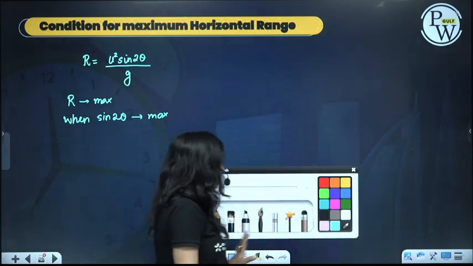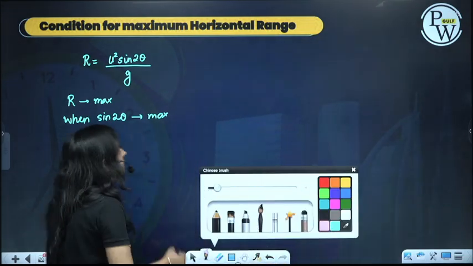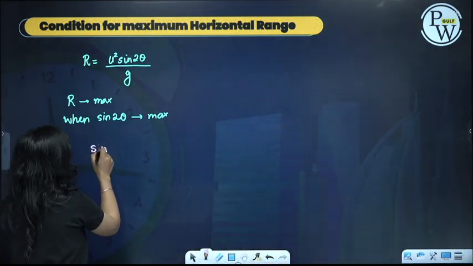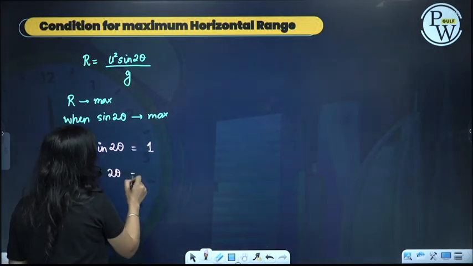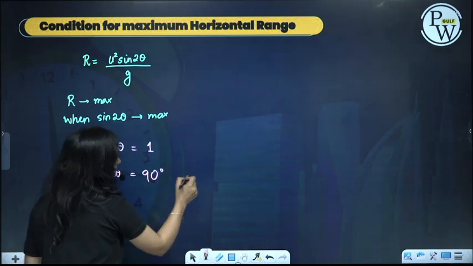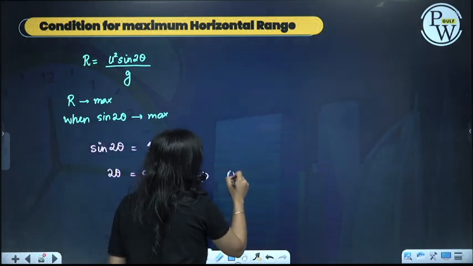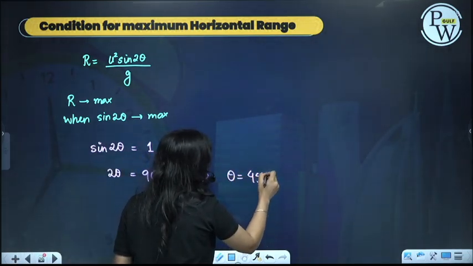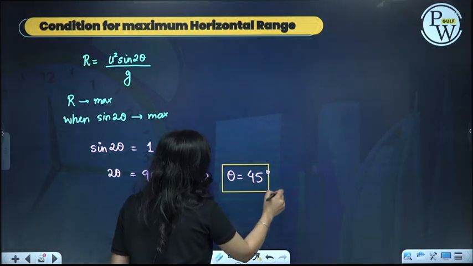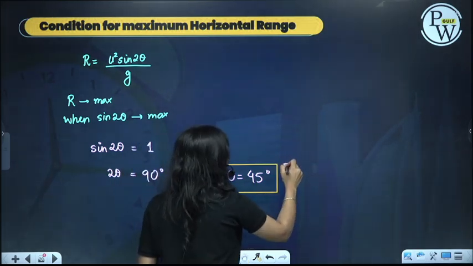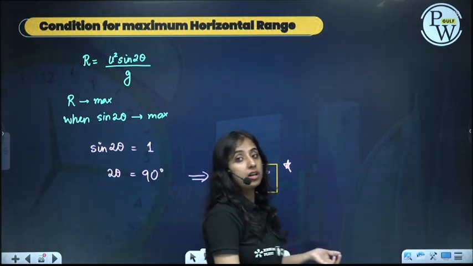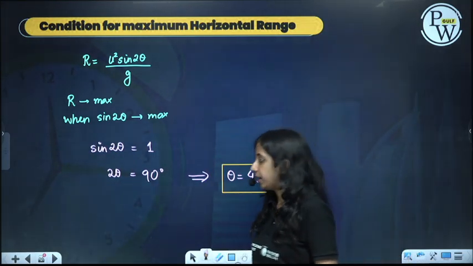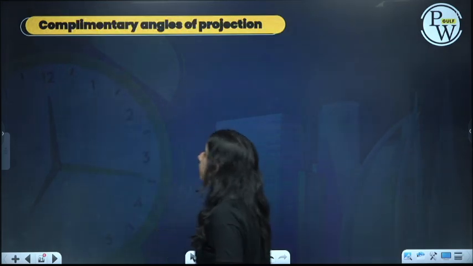What can be the maximum value of sine 2 theta? Sine 2 theta can have the maximum value as 1, which means 2 theta is equal to 90 degree, or we have that theta is equal to 45 degree. So at theta equal to 45 degree, range will be maximum.